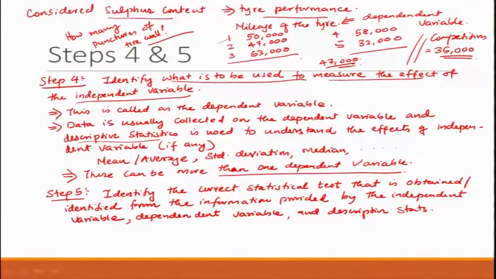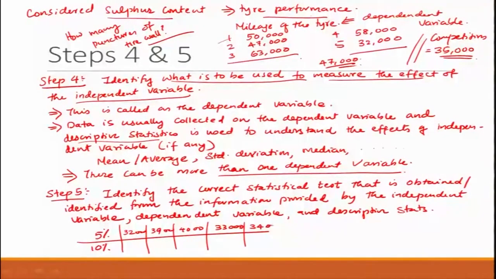One example of this would be you have made 5 tires with 5% content, then 10% content, 5 tires. So these are the 5 tires and you record the mileage, let's say 32,000, 39,000, 40,000, 33,000, and 34,000. These are the 5 data values you get, and in 10% you got 36,000, 43,000, 41,000, 39,000, 48,000, something like this.